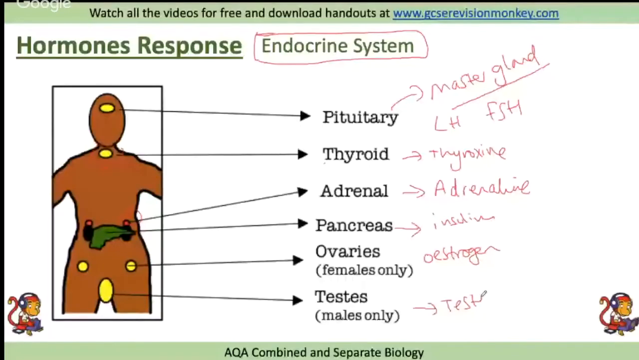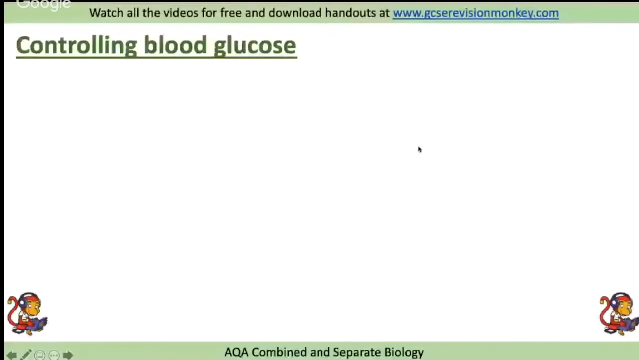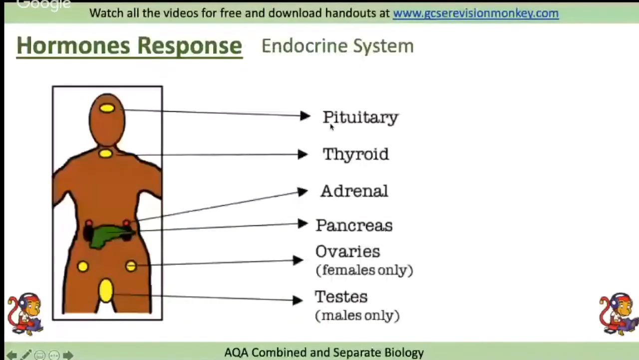So you might be asked to label a diagram or say what is released by each of these glands, remembering that it is the endocrine system. So as we said, the response in the hormones is a lot slower. One thing that they can do is be involved in controlling blood glucose. And for that, it's the pancreas here that's the important gland for controlling blood glucose. And we said that was an important thing to control for homeostasis.